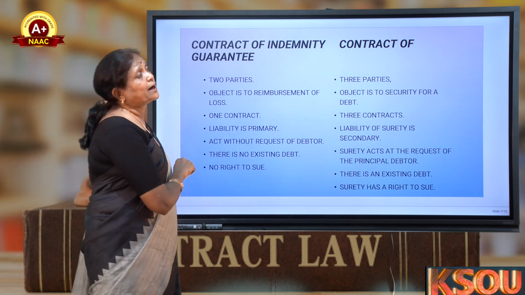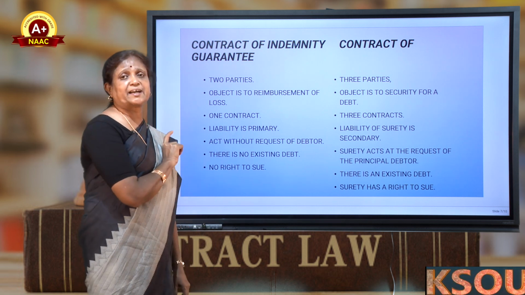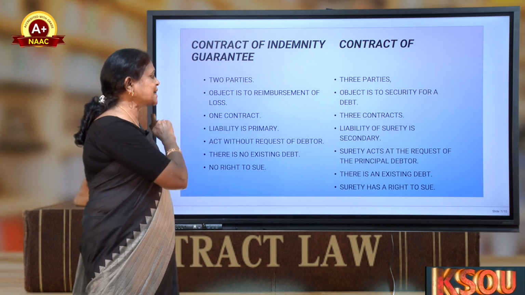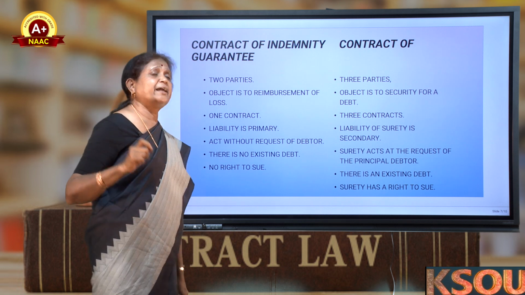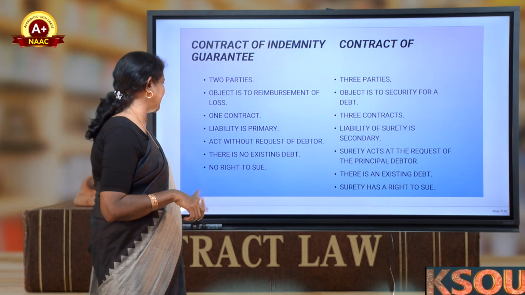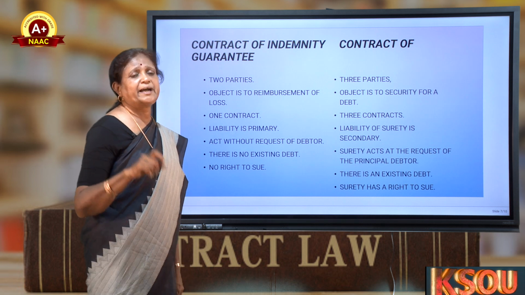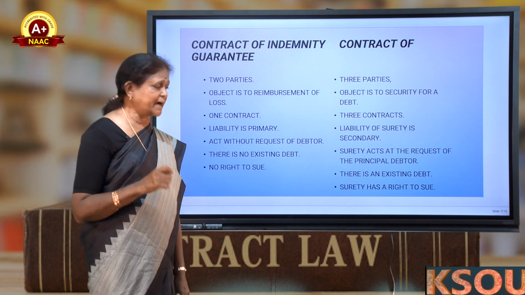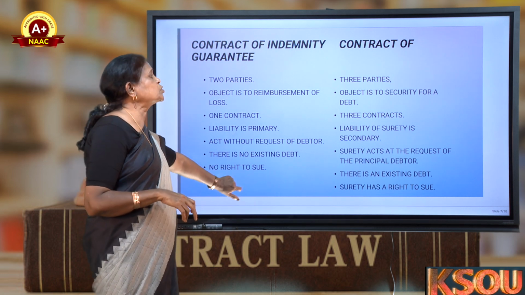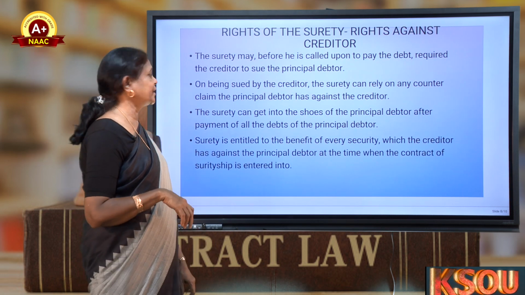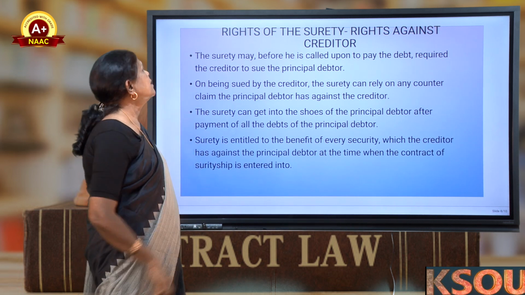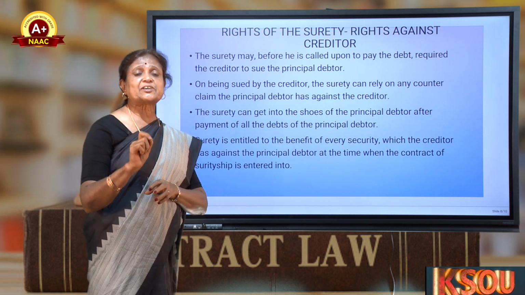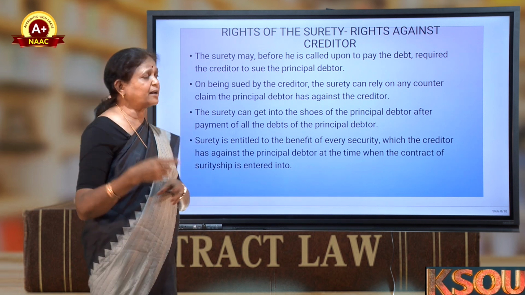In a contract of indemnity, there is no existing debt at the time of entering into the contract. But in a contract of guarantee, there is already an existing debt. And lastly, the right to sue: the indemnity holder cannot sue the indemnifier, but in a contract of guarantee, the surety has a right to sue the creditor.